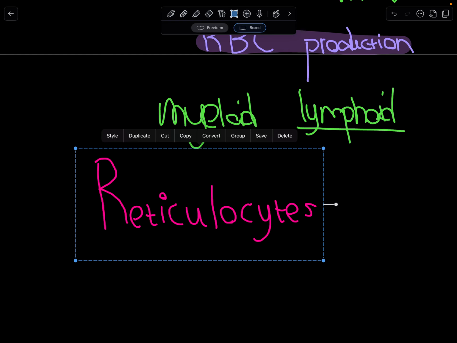I still don't understand why having a lot of red blood cells is bad. And tell me again.